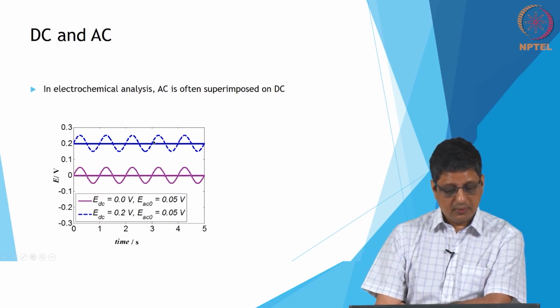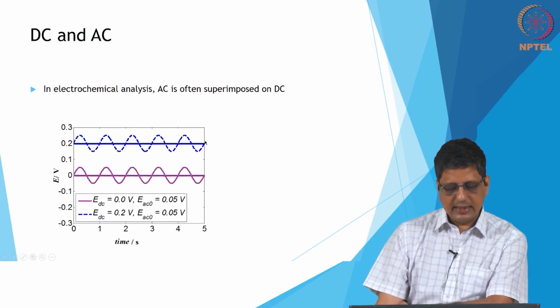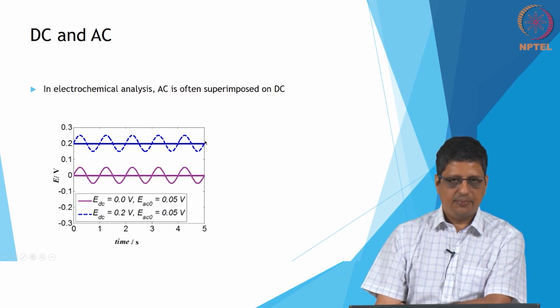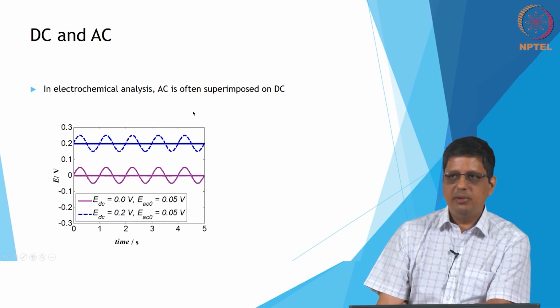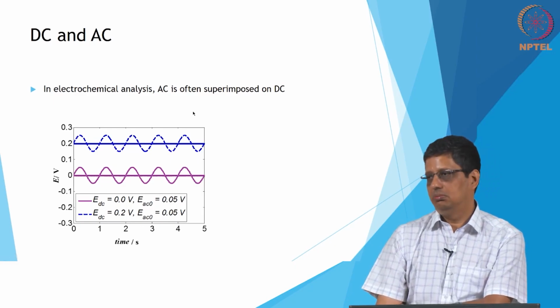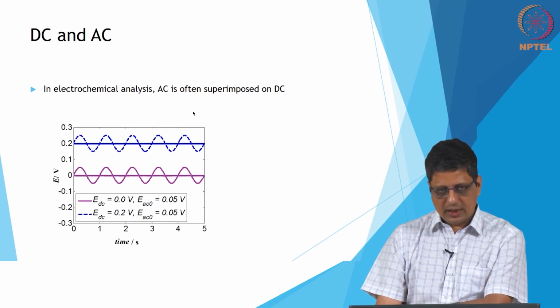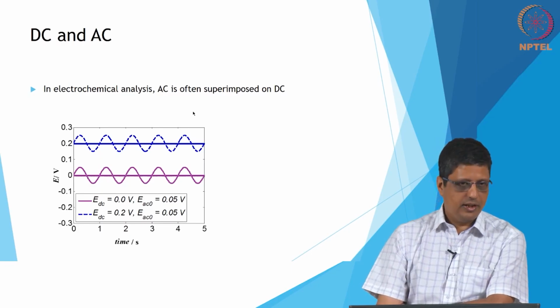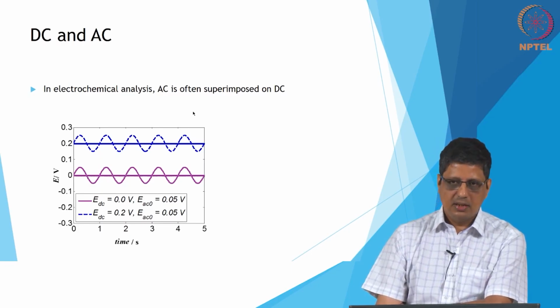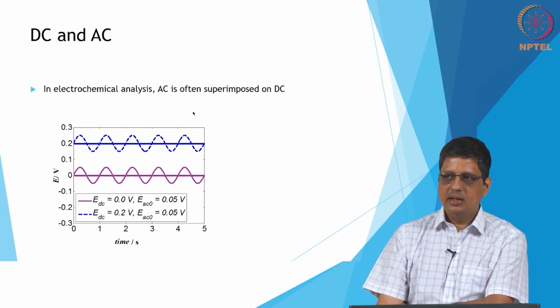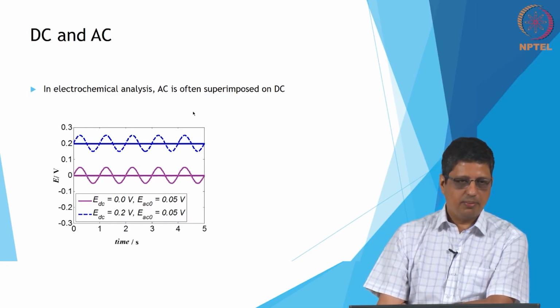1 cycle, 2 cycles, 3 cycles, 4 cycles, 5 cycles in 5 seconds. So, 1 hertz frequency, and you will not get the same impedance value. In a simple electrical circuit, it will not show any difference. When you have electrochemical reactions, when you superimpose an AC on top of DC, you will get a different impedance.